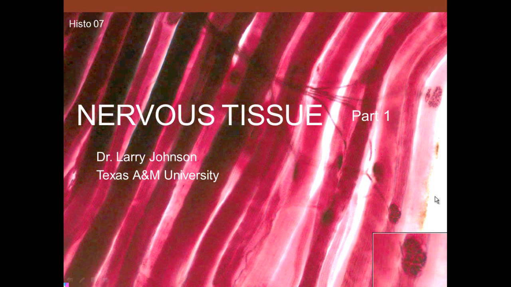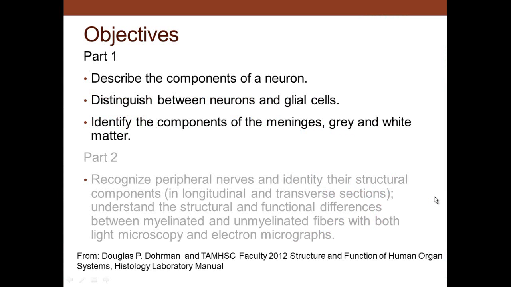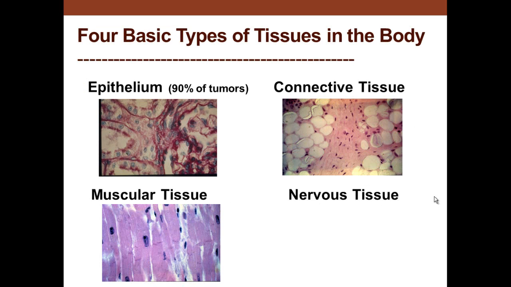Nervous tissue, Part 1. On Part 1, we want to describe the components of the neuron. We want to distinguish between neurons and glia cells, or support cells. We want to identify the components of meninges, gray and white matter. Part 2 will be part of the peripheral nervous system.